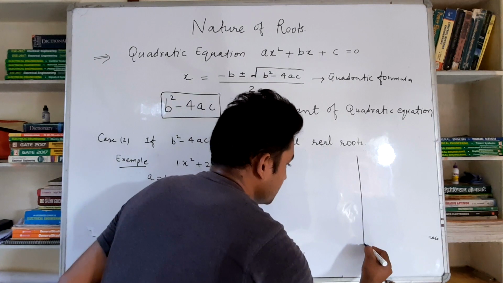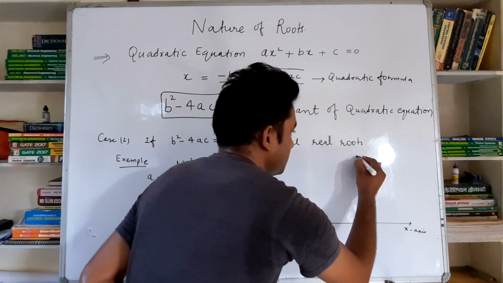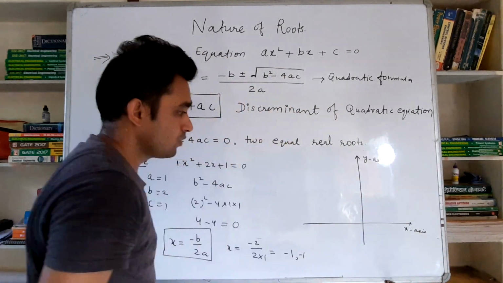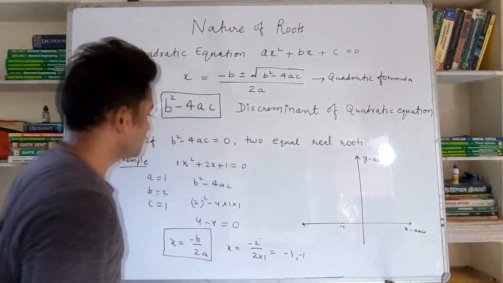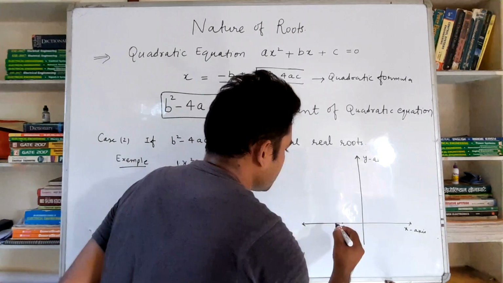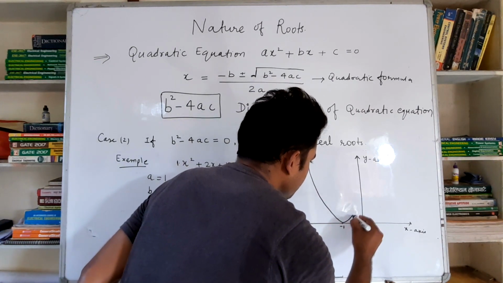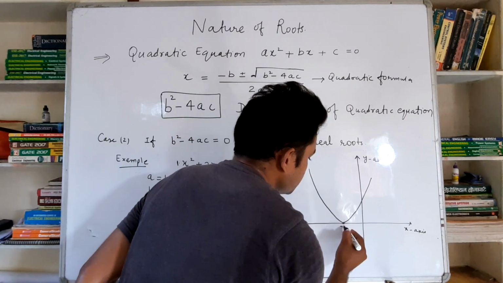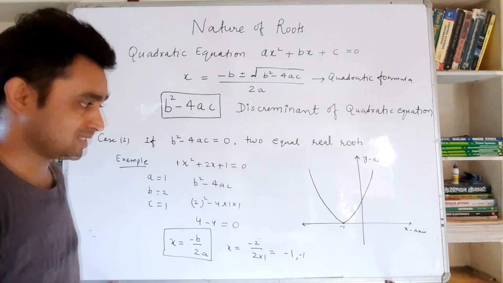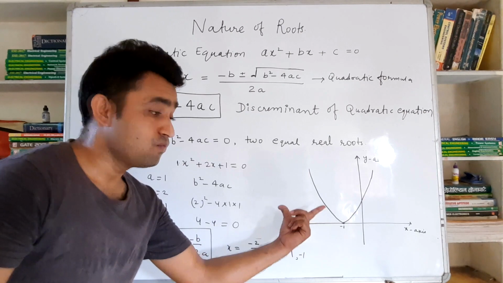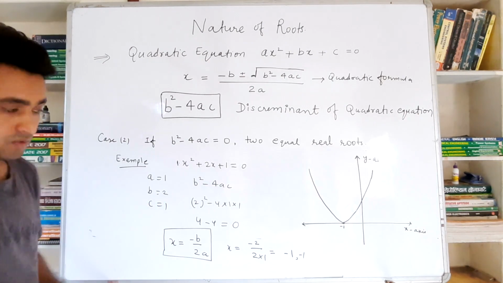To understand this concept, this is our x-axis, this is our y-axis. Minus 1 will lie somewhere here. So the curve will be this kind. This minus 1 is our solution. So in this case, the curve will just touch the x-axis, it won't intersect. Listen, it won't intersect. So this is the case where b square minus 4ac equals 0.